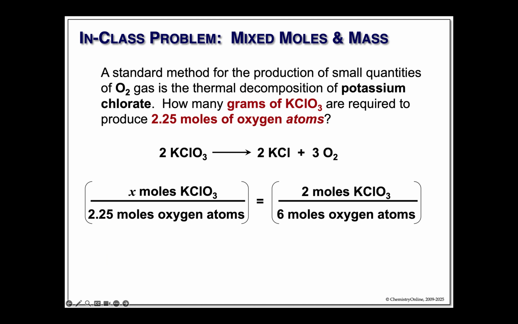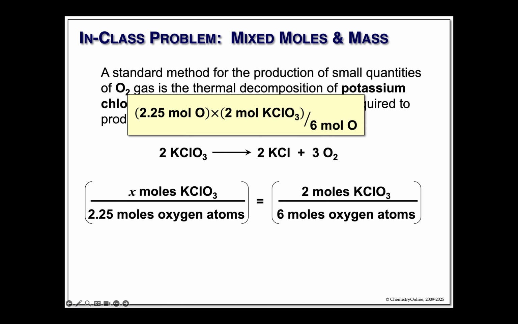The math is simple. 2.25 times 2 divided by 6. Moles of oxygen atoms cancel. And we get 0.75 moles of potassium chlorate.